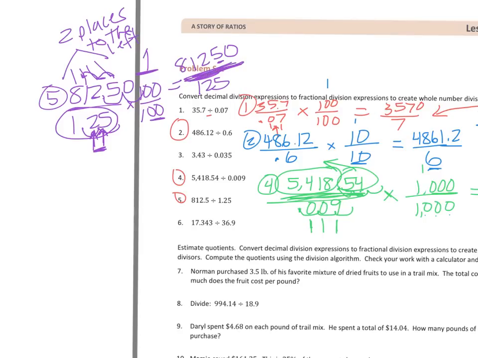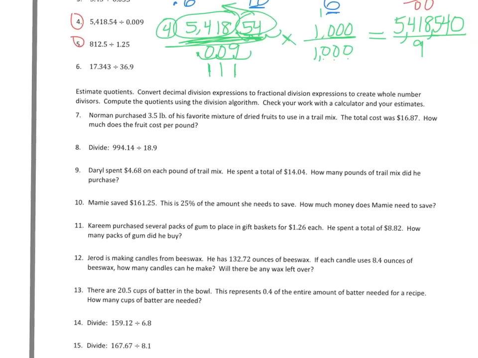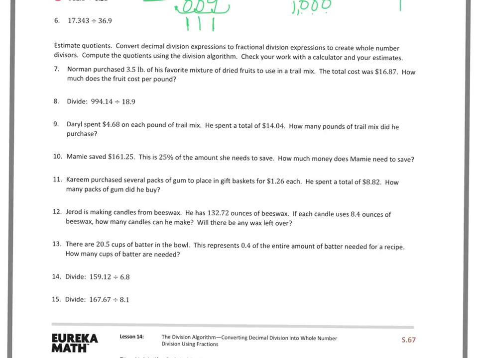So we end up with 81,250 divided by 125. So that's the top part. Down at the bottom, we see it says estimate quotients, convert decimal division expressions to fractional division expressions to create whole divisors, compute the quotients using division algorithm, check your work with a calculator and your estimates.